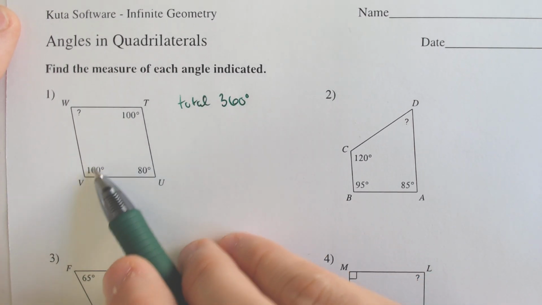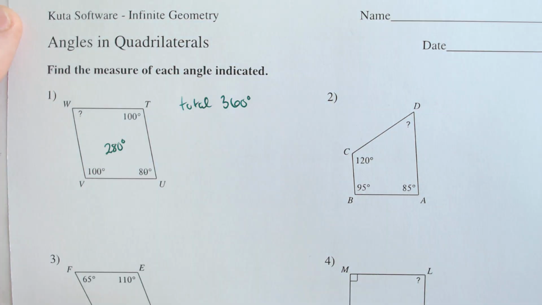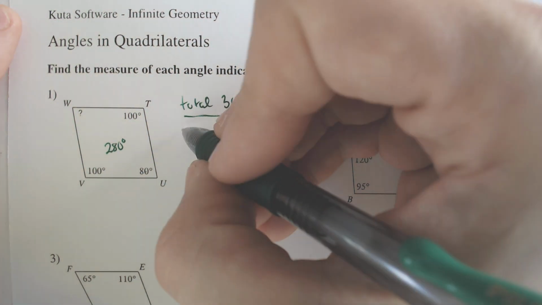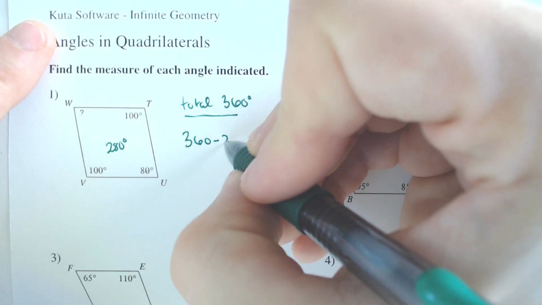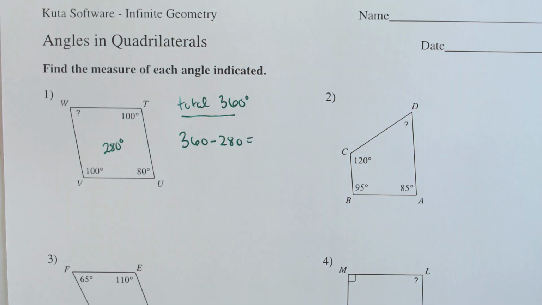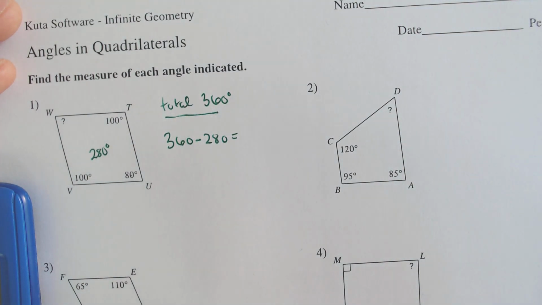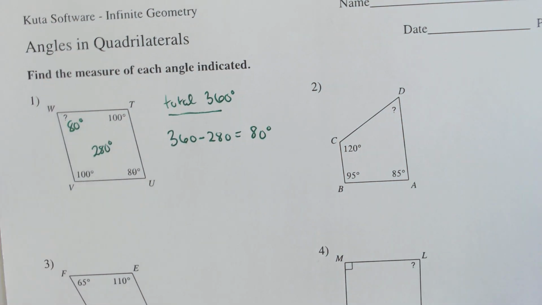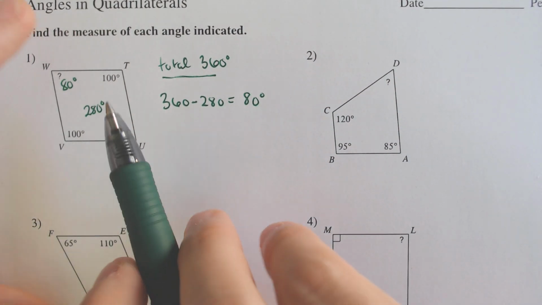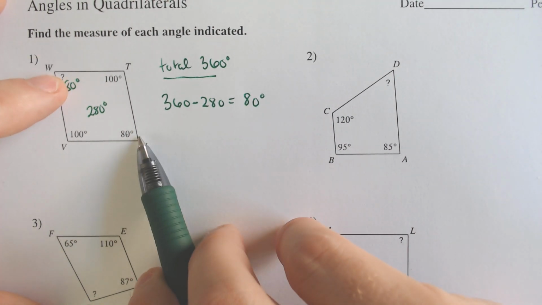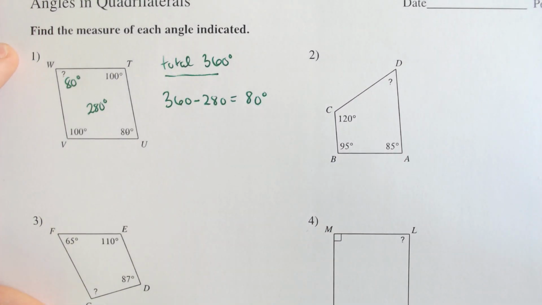For number one, we have 100 here and 100 here. So total right now we have 200. And then 80, so between all three of these, I have 280 degrees. Well, if the entire thing has to equal 360, that means we would just have 360 minus 280 to equal whatever's left. And if you do that, you end up with 80 degrees for this final angle over here, angle W. Okay? And you could have also recognized that this might have been a parallelogram, and if it is, the opposite angles are equal. 80, 80, 100, 100. All right?